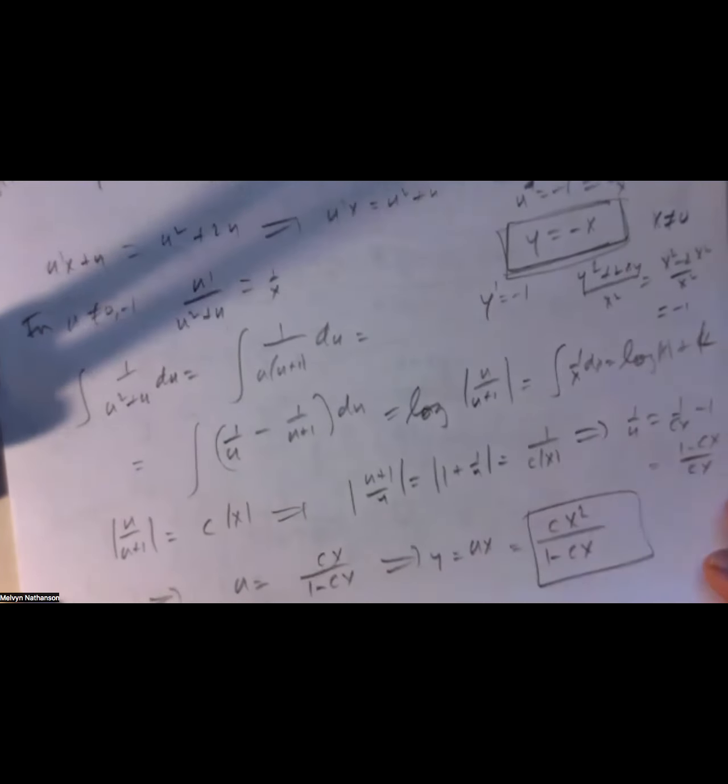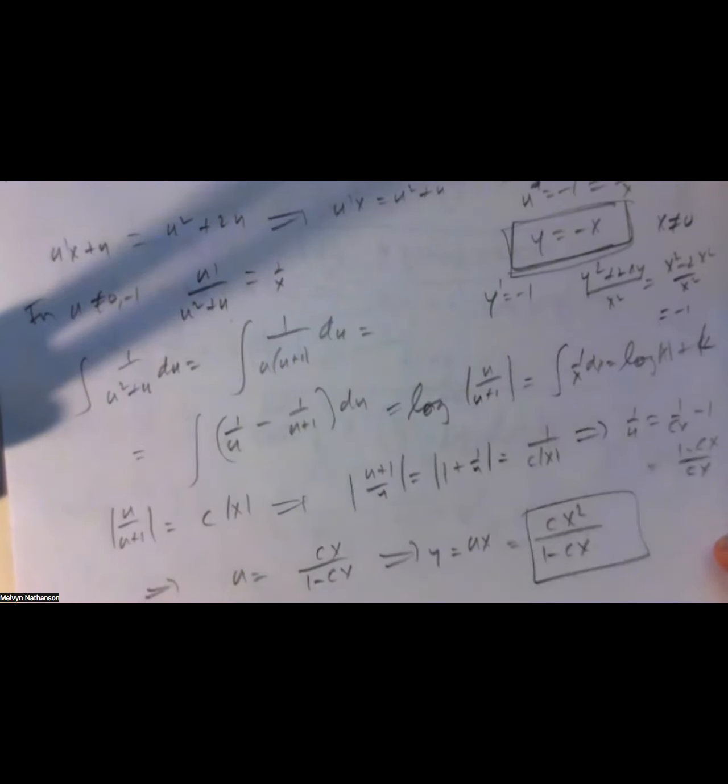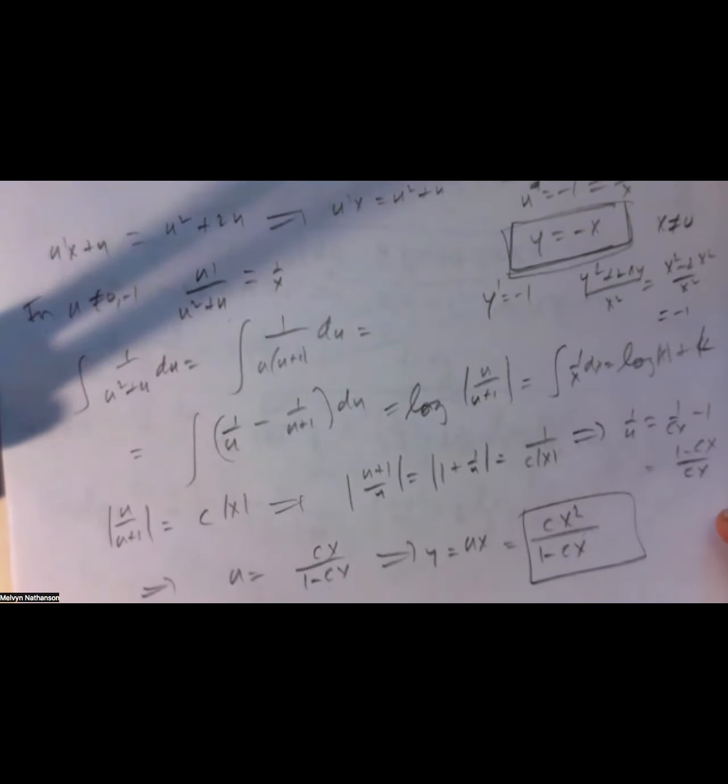Now, the book emphasizes the fact that when you have an implicit solution, some function of u equals some function of x, you cannot necessarily solve for u. So sometimes you can only get an implicit solution of the differential equation.